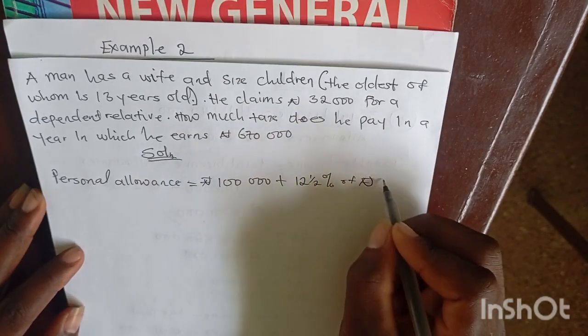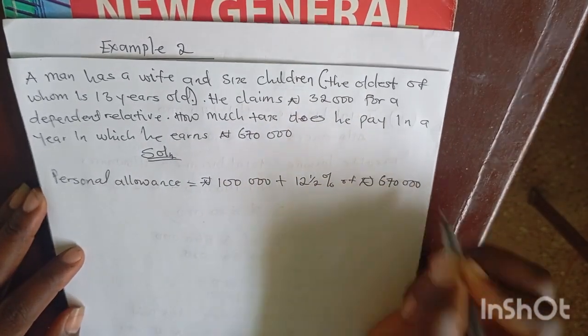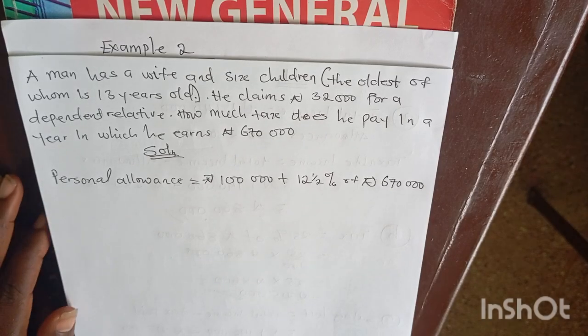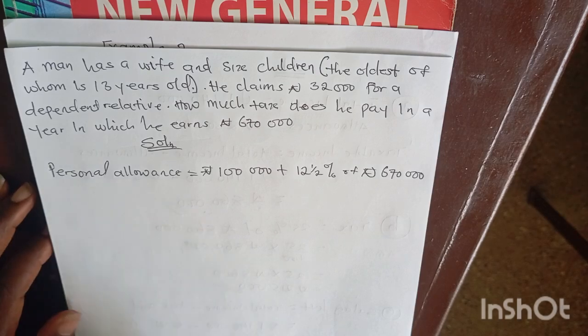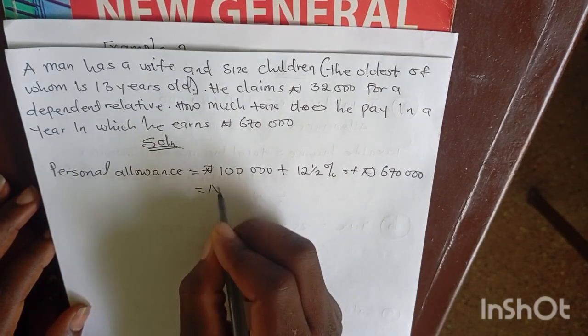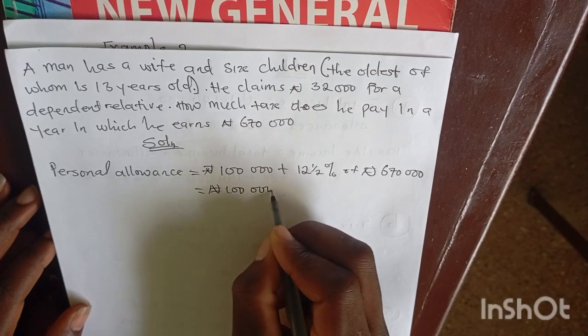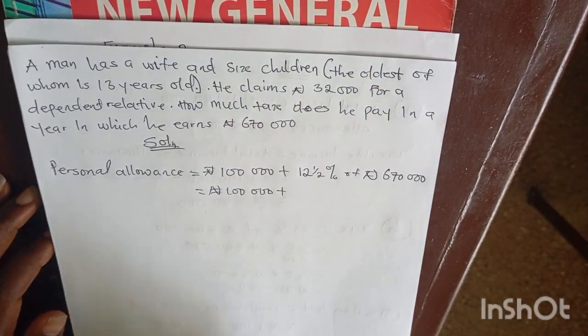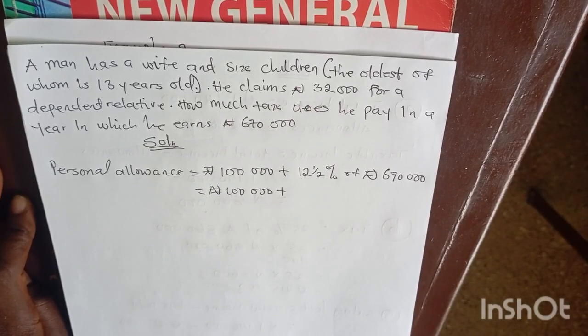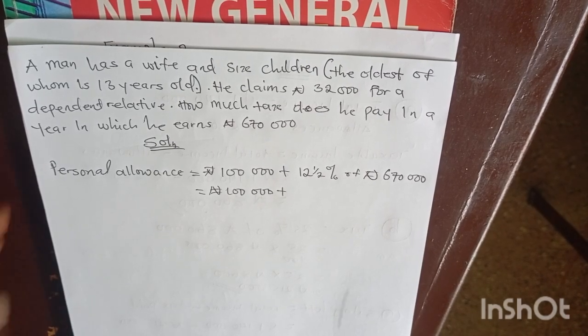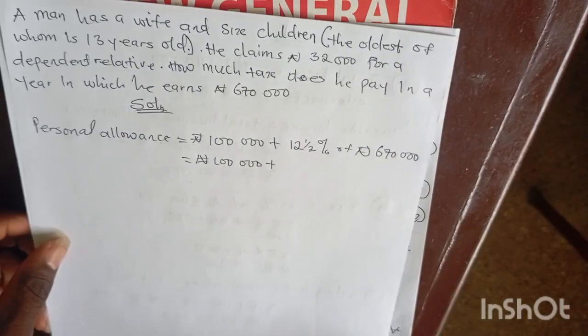So this is what he earns, 670,000. Now this is for personal allowance. Possibly we'll just simplify it. To make finding this 12.5% more simple, you can just go directly, or you can convert it to an improper fraction, then divide it by 100, in which you will end up taking a reciprocal. So now I may decide to go with 12.5% of 670,000.